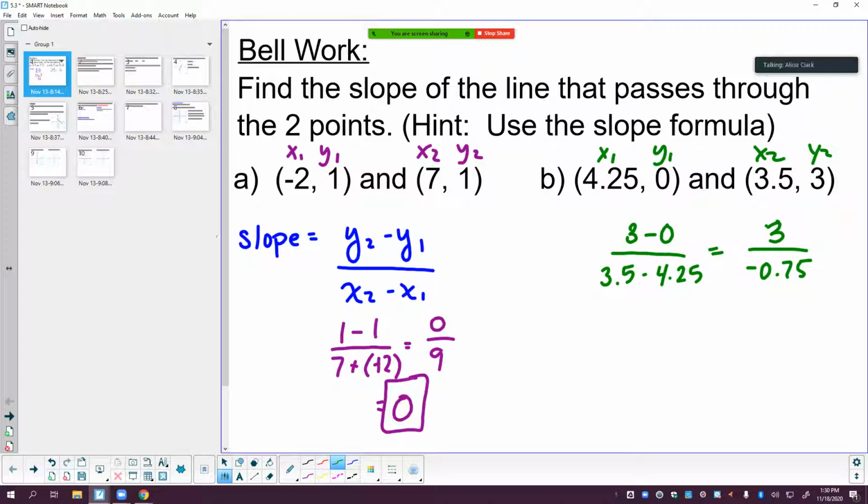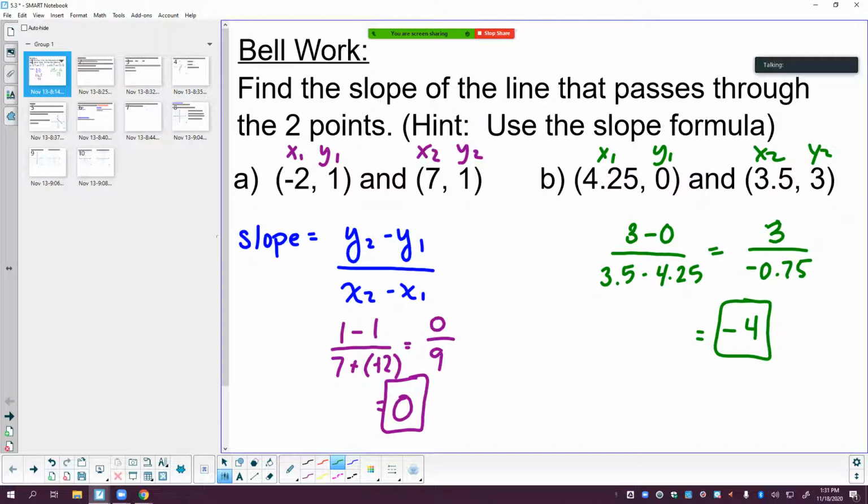You do have to divide those two things, and you can just divide those on your calculator. 3 divided by negative 0.75, that's going to give you negative 4. So you can type it just like that on your calculator, 3 divided by that decimal, and you're going to end up with negative 4 for that. Okay. 2 parts.